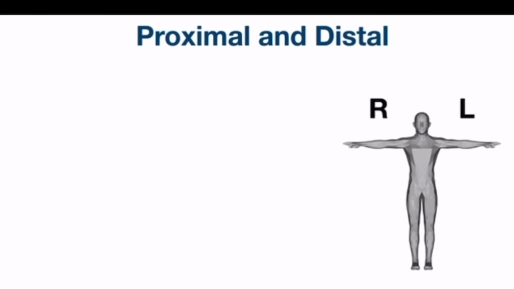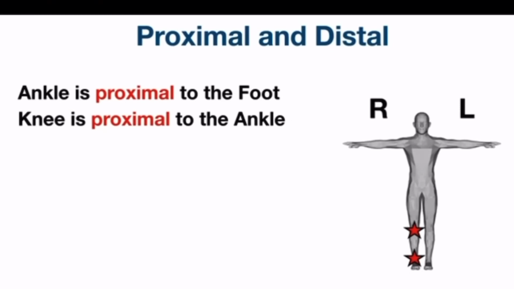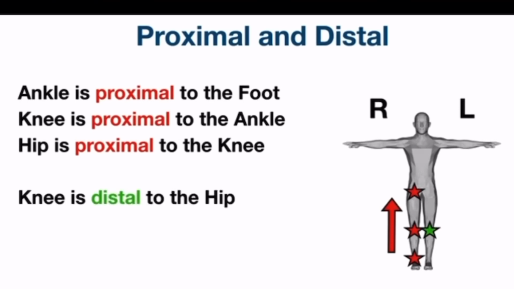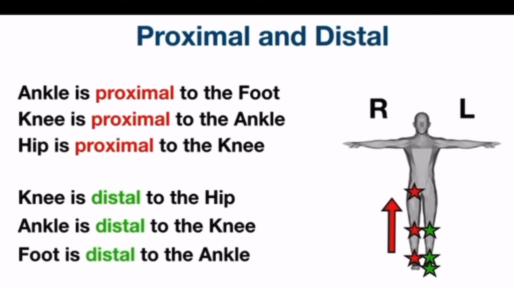We can do the same with the lower extremities. The ankle is proximal to the foot, the knee is proximal to the ankle, and the hip is proximal to the knee. Again, proximal means toward or closer to the trunk. We can also say the knee is distal to the hip, the ankle is distal to the knee, and the foot is distal to the ankle.